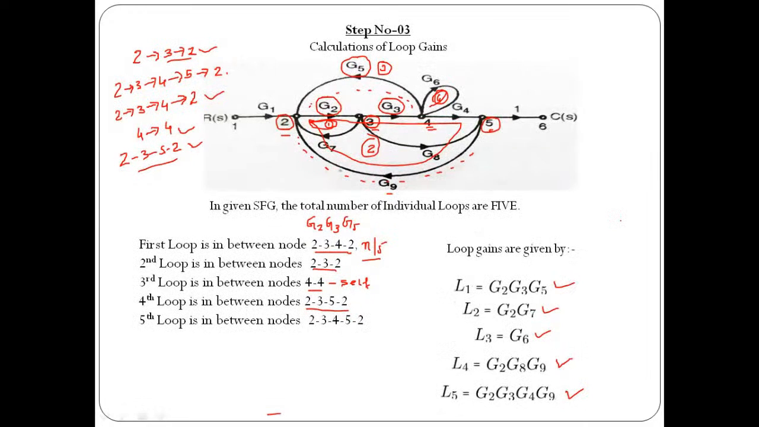So L2, L3. Now see here, what is L2? L2 is formed between 2, 3, 2, and L3 is formed between 4, 4. So from this, it is very clear that we don't have any common node between them. So this will be a pair of non-touching loops. In the same way, L3 and L4. See, L3 is formed between 4, 4, and L4 is formed between 2, 3, 5, and then coming back to 2.